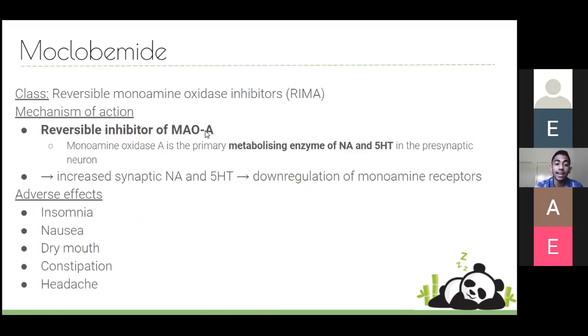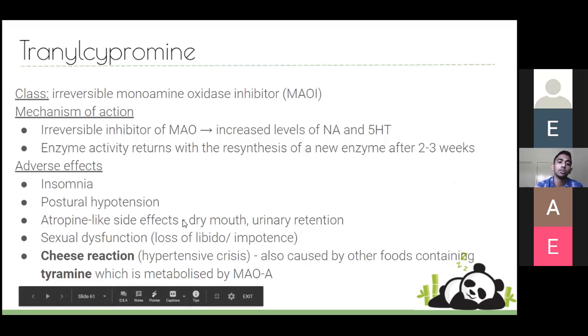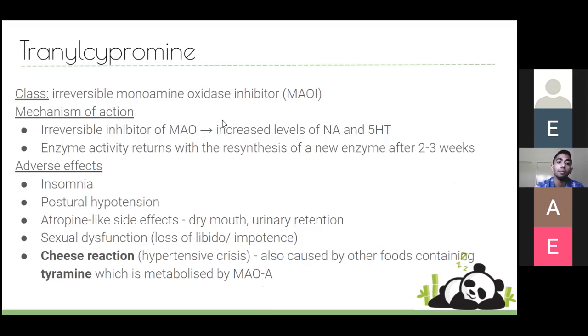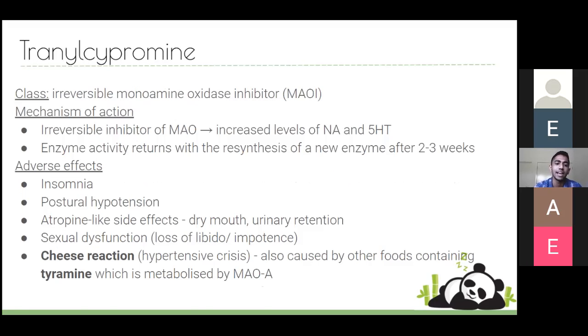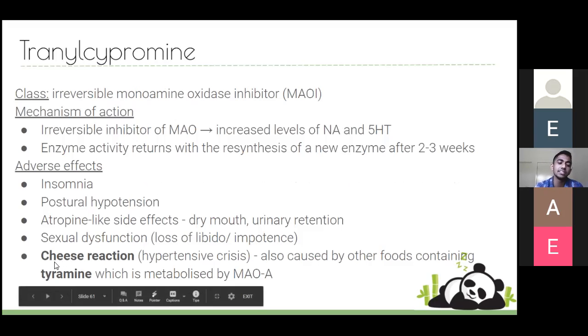Moclobemide, so this is a reversible MAO-A inhibitor or RIMA. MAO-A is going to be metabolizing NORAD and serotonin. So if we block that enzyme, we're going to get more of that. Adverse effects you don't need to know. Tranylcypromine, blocking MAO, so that metabolic enzyme, but it's going to be an irreversible inhibitor. So while a RIMA will wear off very quickly, you'll need to probably take it every day. This is not going to wear off as quickly. It's going to take 2 to 3 weeks to wear off because you need to resynthesize a new enzyme pretty much. The main adverse effect, which I do commonly test, is the cheese reaction.